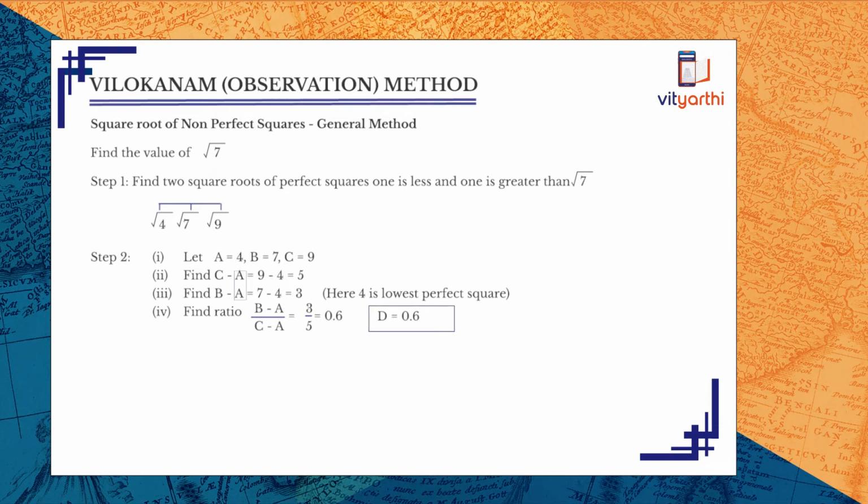In step 3, we have to find the lowest perfect square. So the lowest perfect square, root 4, is 2. Now add 0.6 to the number 2. We have here 2 plus 0.6 is 2.6, and we say that this is the approximate value of root 7.